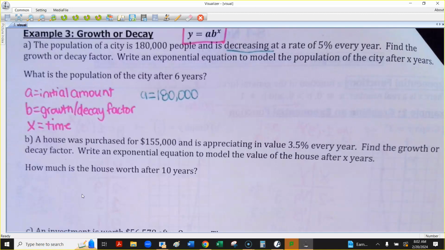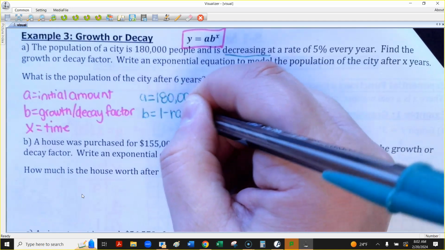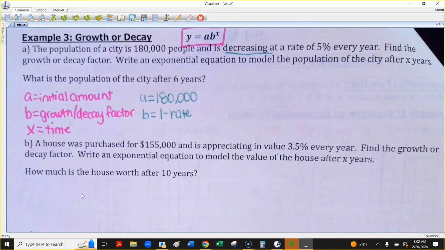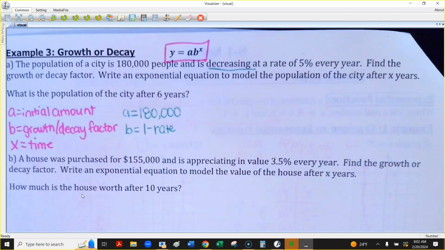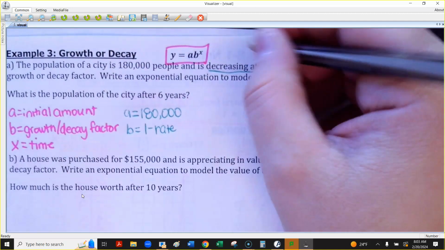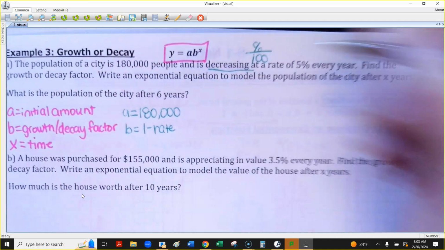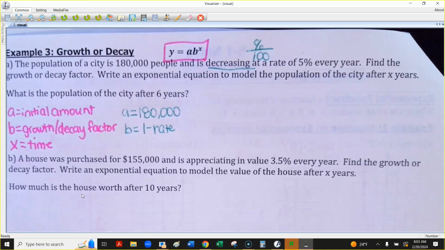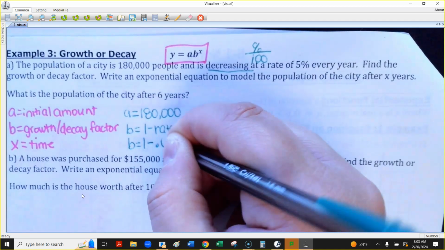If you want to do the actual little formula, your B value is going to be 1 minus the rate. Most of the time, not always, these questions will give you the rate as a percentage. So this one says it's decreasing at a rate of 5%. We want to use the rate, which is the decimal. Do you guys know how to change a percent to a decimal? Do you remember doing that? If you don't remember, whatever the percent is, it's 5 here, just divide that by 100. It scooches the decimal place over 2 spots. In this case, this would be 1 minus 0.05.